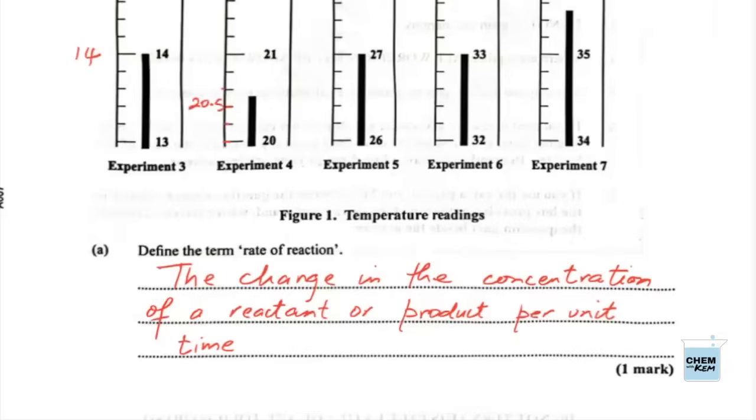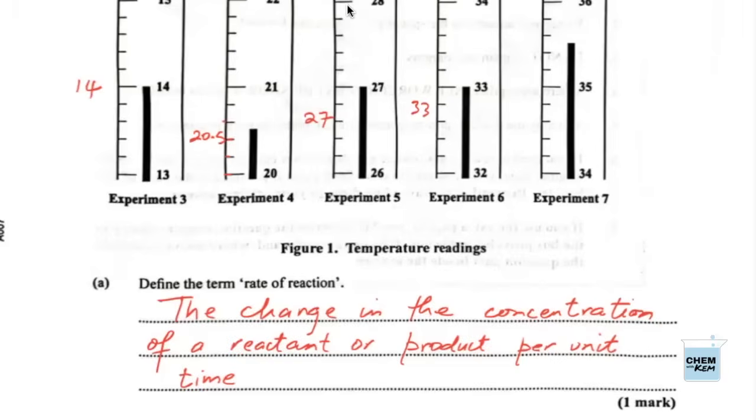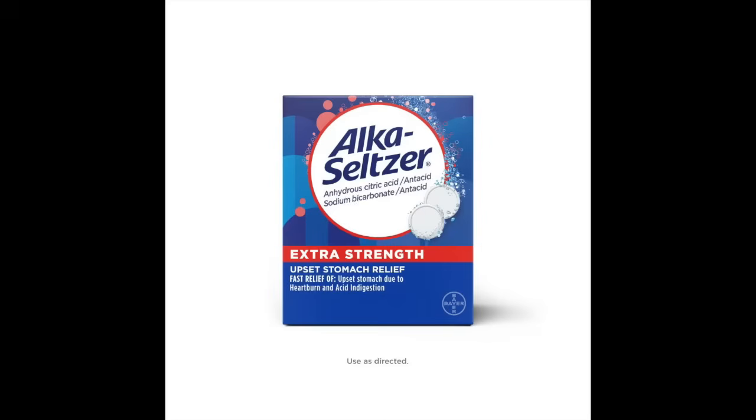And then we have this is 27. And then this is 33. And then the last one here is between 35.4 and 35.6, so we'll call that 35.5. All right, so we're going to hold on to those values. We're going to need them in a little while.